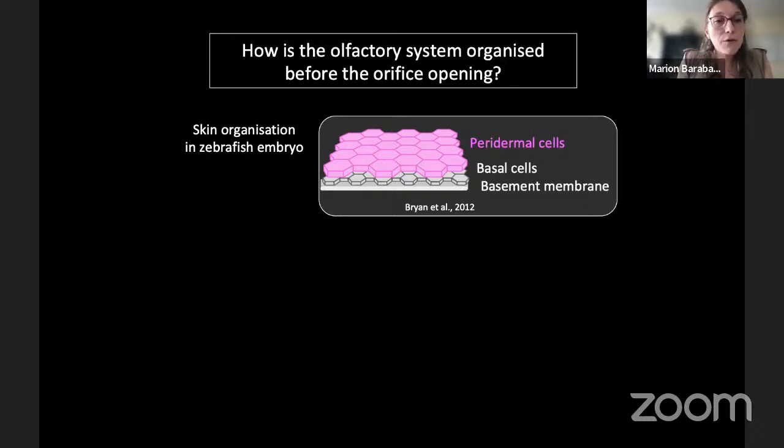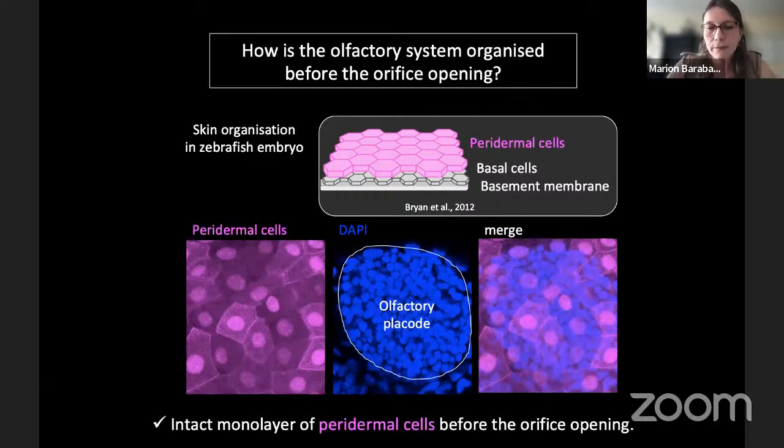We look at the first component, which is the skin. Normally the skin in zebrafish is composed of three different layers. The peridermal cells are the most superficial layer. They cover the basal cells, which lie on the basal membrane. And actually, we look at the peridermal cells above the olfactory placode. The olfactory placode is the organ that will contain the sensory neurons. Above the olfactory placode, before the formation of the orifice, the peridermal cells form an intact monolayer that you see there. So what about the two other components, the basal cells and the basal membrane?